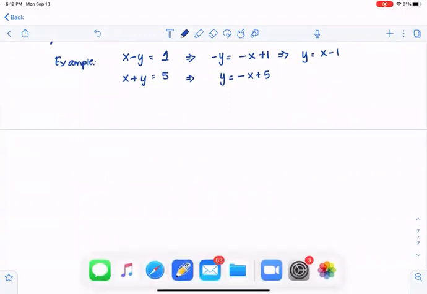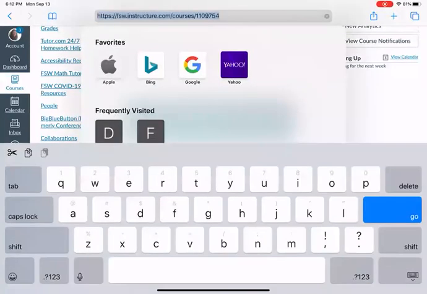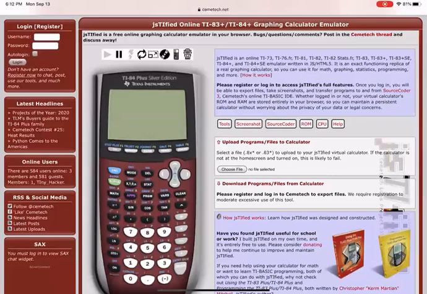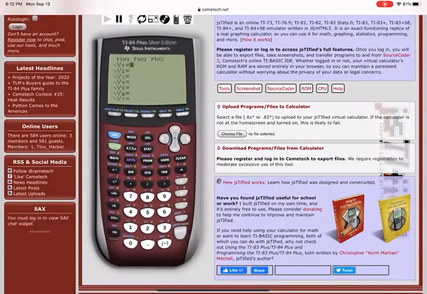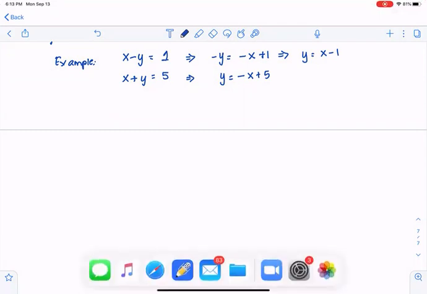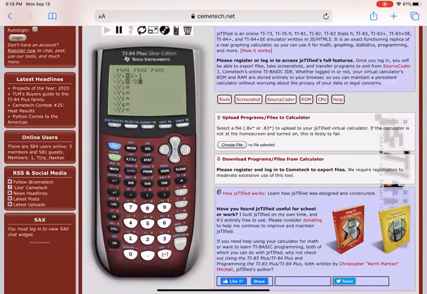We can use our calculator now. The first equation that I rewrote was y equals x minus 1, and the second equation that I rewrote is y equals minus x plus 5. And I am going to graph. You can see the two lines intersect, and they intersect at a right angle because the two lines are perpendicular to each other.